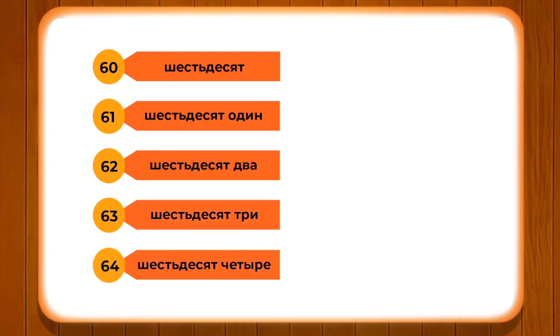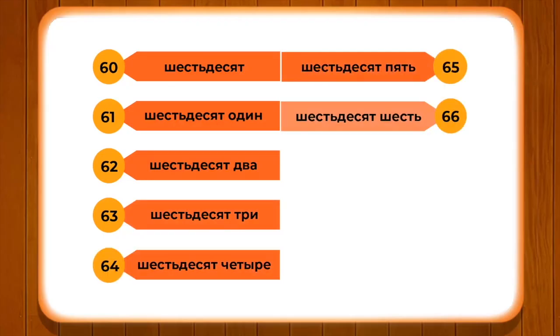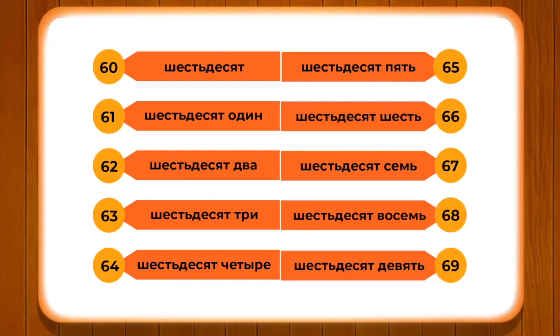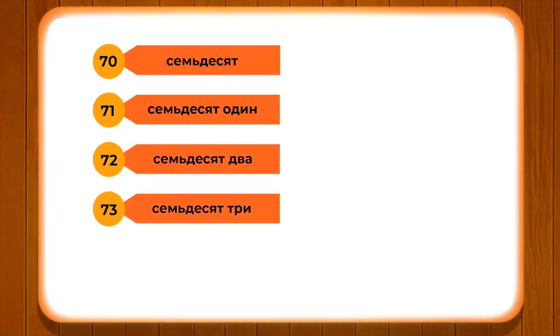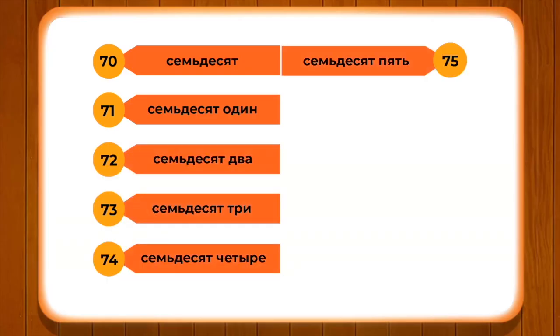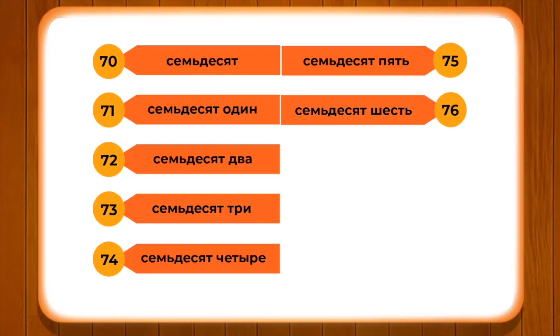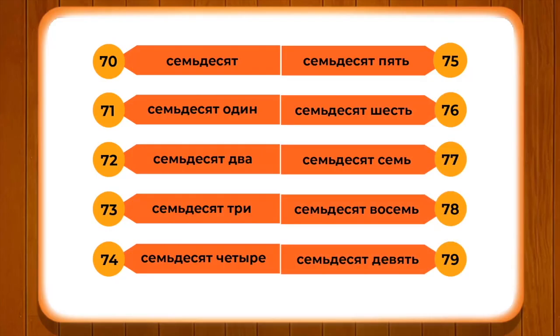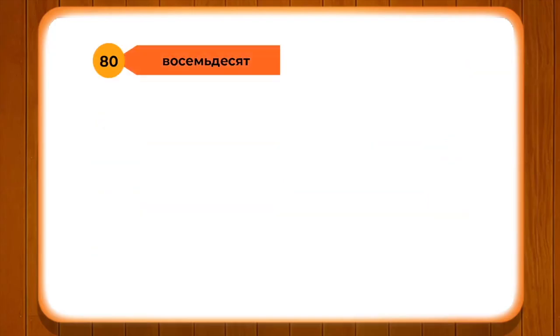63, 64, 65, 66, 67, 68, 69 and then 70. 70 is 70. From 71 to 80, in a similar fashion you can count 71, 72, 73, 74, 75, 76, 77, 78, 79, and after that 80. From 80, 81 to 90, from 91 to 100.